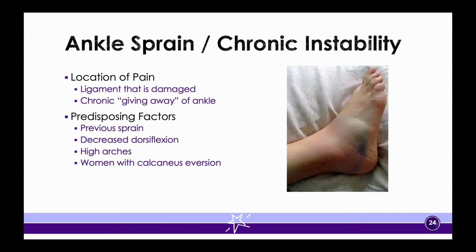Predisposing factors. If you've had previous sprains, ligaments do not heal as well as muscles do. So if you've had a previous sprain, it's more likely that you would experience a sprain again. If you are constantly in dorsiflexion and not getting good dorsiflexion range of motion because of the shoes you're wearing or the way that you walk or the way that you even just rest and sit your foot, that can be a predisposing factor. If you have extremely high arches, that actually makes you more prone to ankle sprains as well. And women who have a little eversion of their calcaneus can actually be more predisposed to ankle sprains as well.